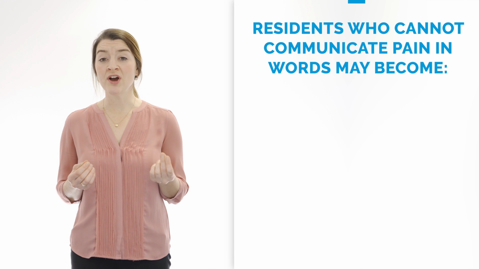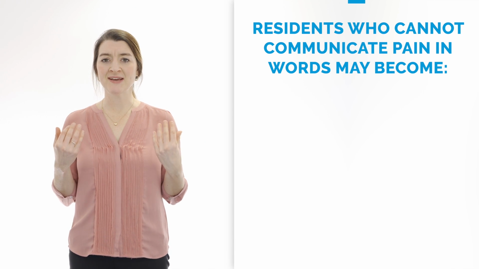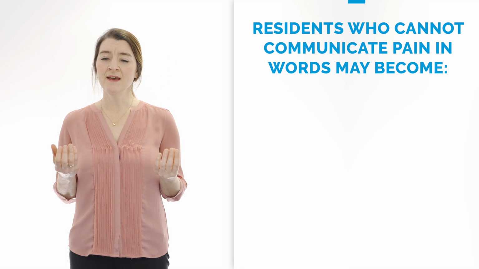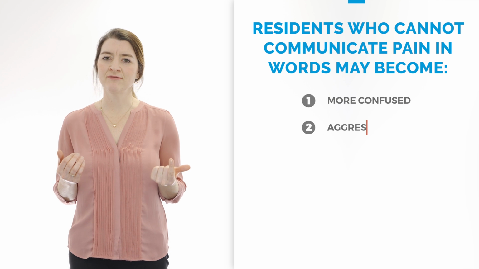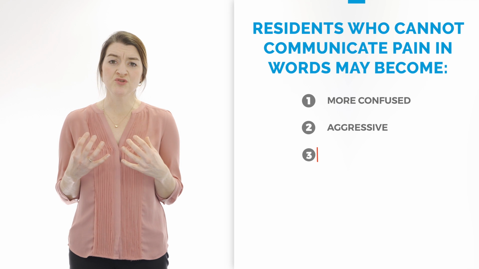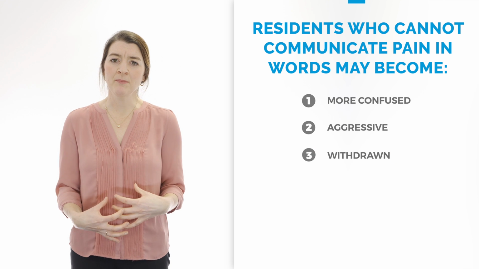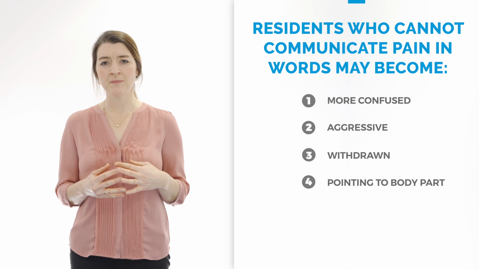If a resident's unable to communicate to you in words that they have pain, then we need to try and think about the ways that someone might be expressing they're in pain. This might include somebody becoming more confused or more aggressive, perhaps shouting out. It might be someone becoming withdrawn or even curling up in a ball or pointing to a part of their body that feels uncomfortable for them.